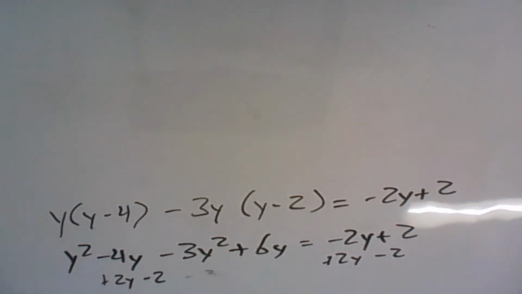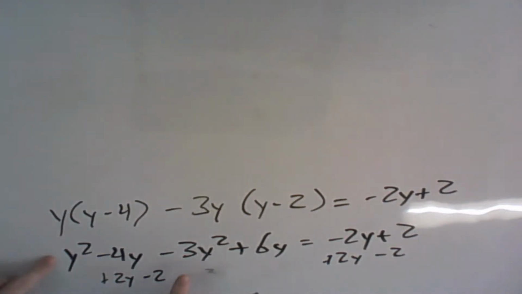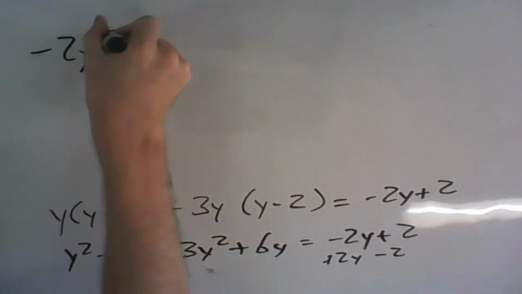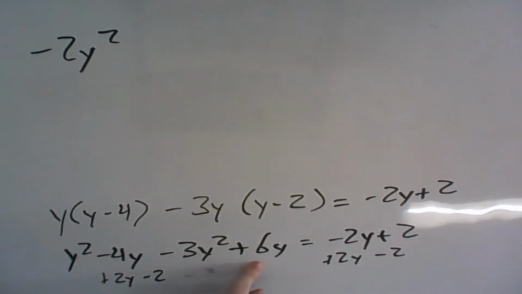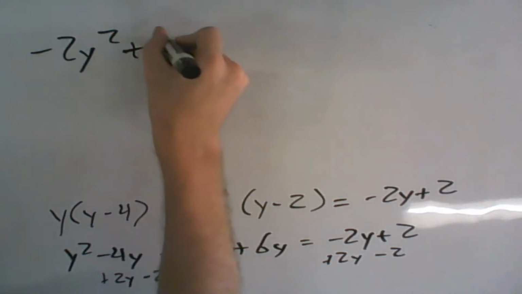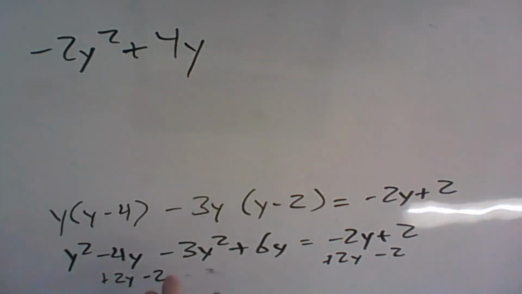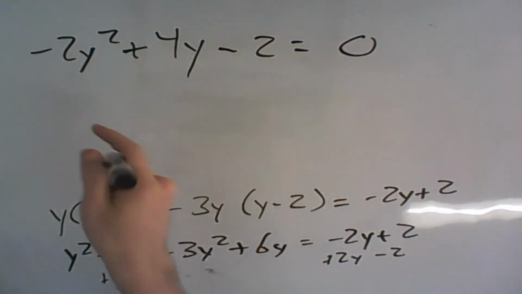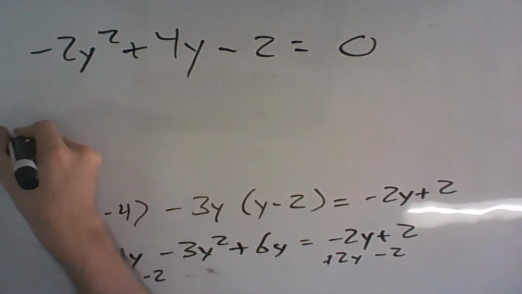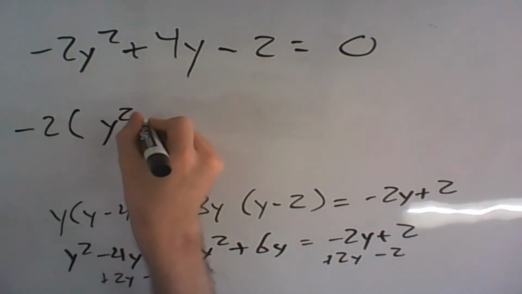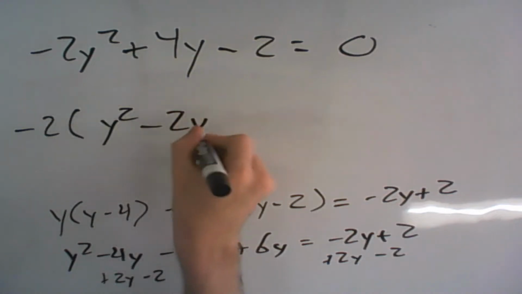y squared minus 3y squared, you're going to get minus 2y squared. Minus 4y plus 6y plus 2y, so that's plus 8y, minus 4 is plus 4y, and then minus 2 equals 0. Can we factor something off of this? Yeah, we can factor off a 2, a negative 2. So we factor off a negative 2, we get y squared minus 2y plus 1.